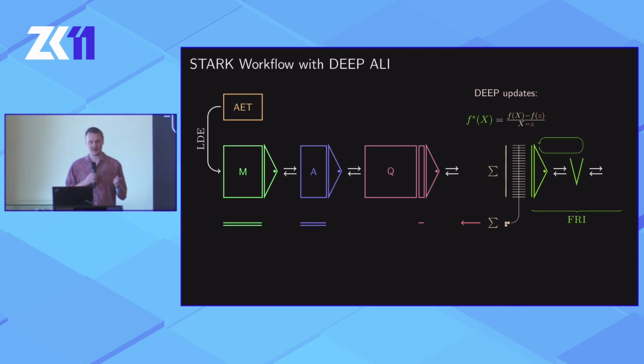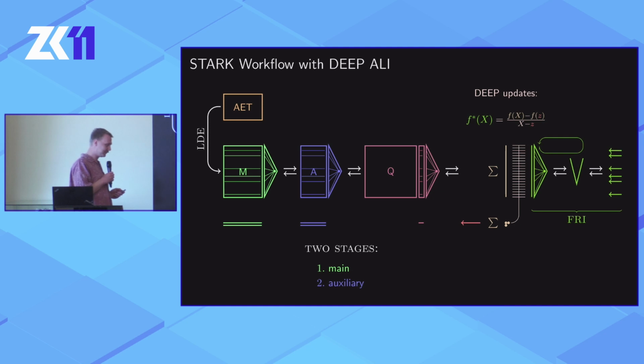The relevant points that I want to draw attention to here is that there are two stages, the main and the auxiliary stage. So the main stage, the prover commits to up front. The auxiliary stage, he can only commit to after receiving challenges from the verifier.